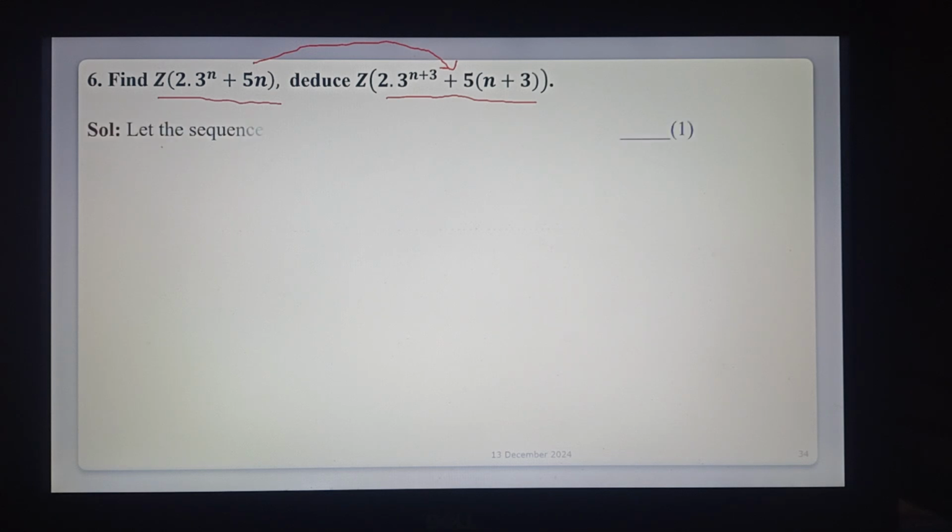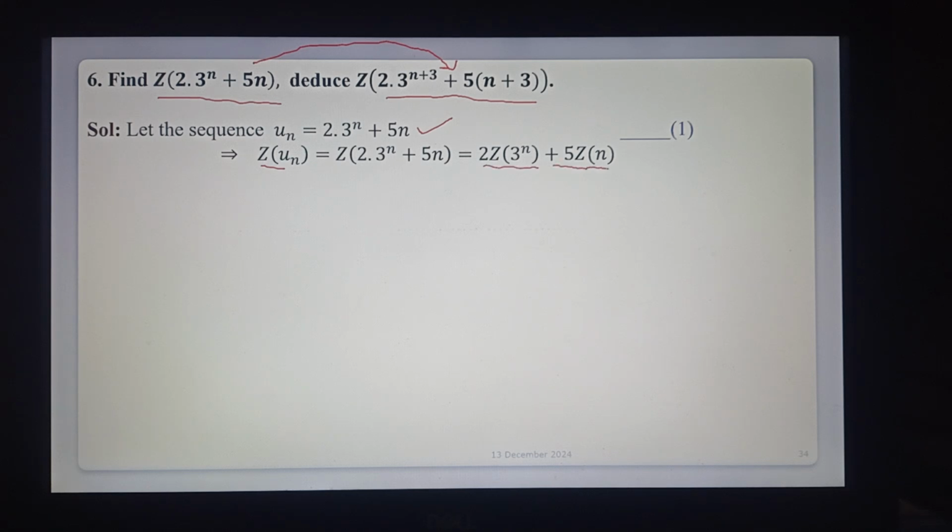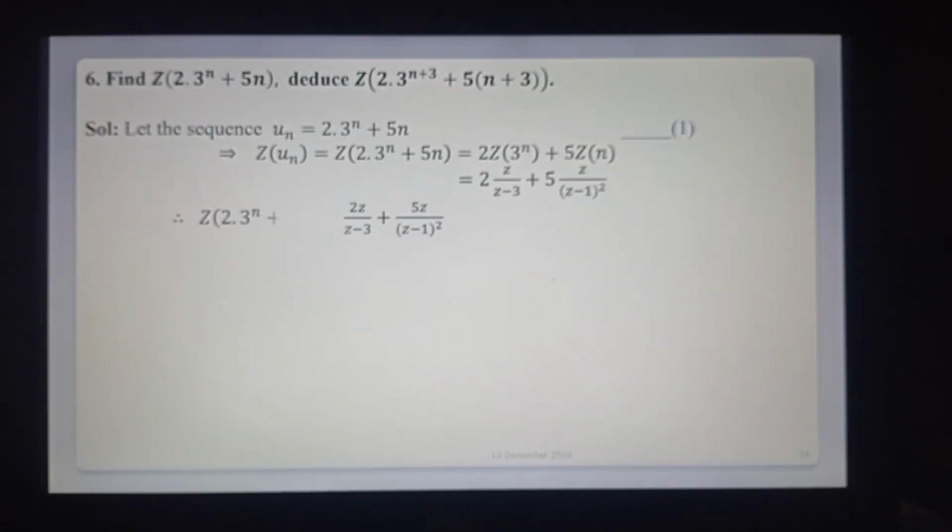Okay, first finding here, let un be equal to 2 into 3 power n plus 5n. So applying the z transform, the z transform of un is equal to the z transform of 2 into 3 power n plus 5n, that is 2 into the z transform of 3 power n plus 5 into the z transform of n. So by using the formula for a power n, that is 2 into z by z minus 3, plus 5 into the z transform of n, which is z by z minus 1 whole square. Okay, so this is the required z transform of un, that is f of z.